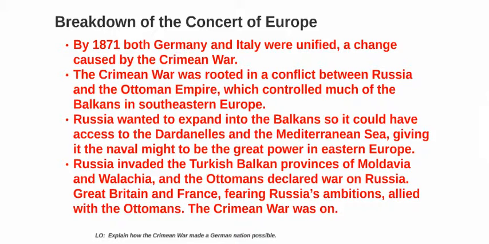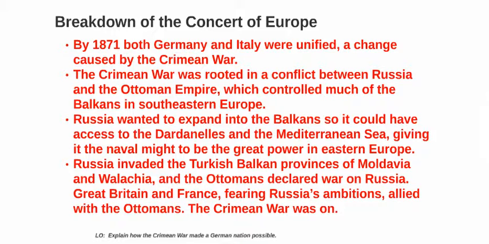And so what ends up happening is we see both Germany and Italy being unified as independent nations by 1871. But this wasn't possible without the Crimean War. The Crimean War was rooted in a conflict between Russia and the Ottoman Empire. Now, Russia was a giant empire itself, had many non-Russian peoples that had been overtaken by the Russians and had become part of this giant empire.